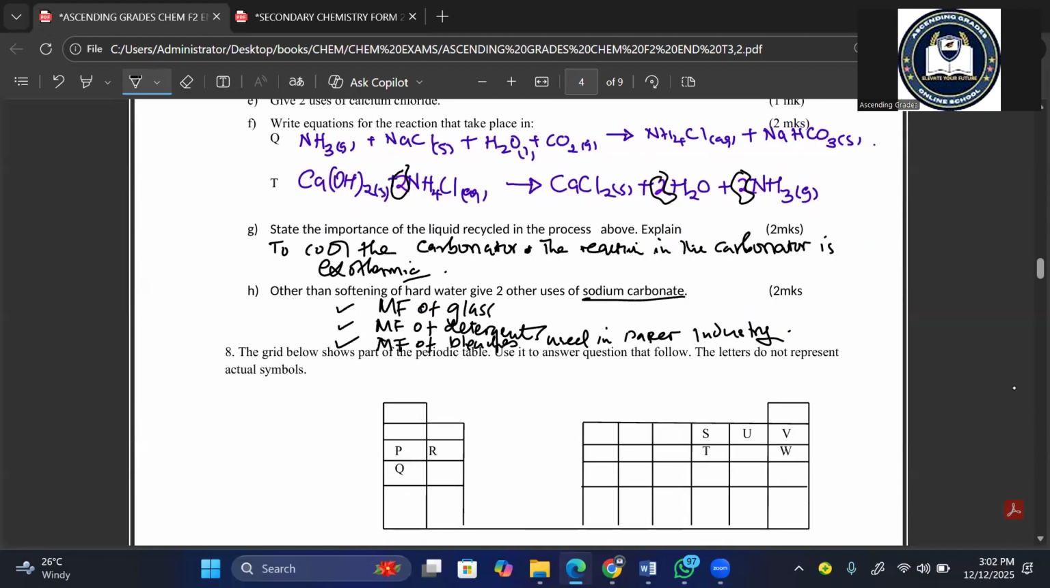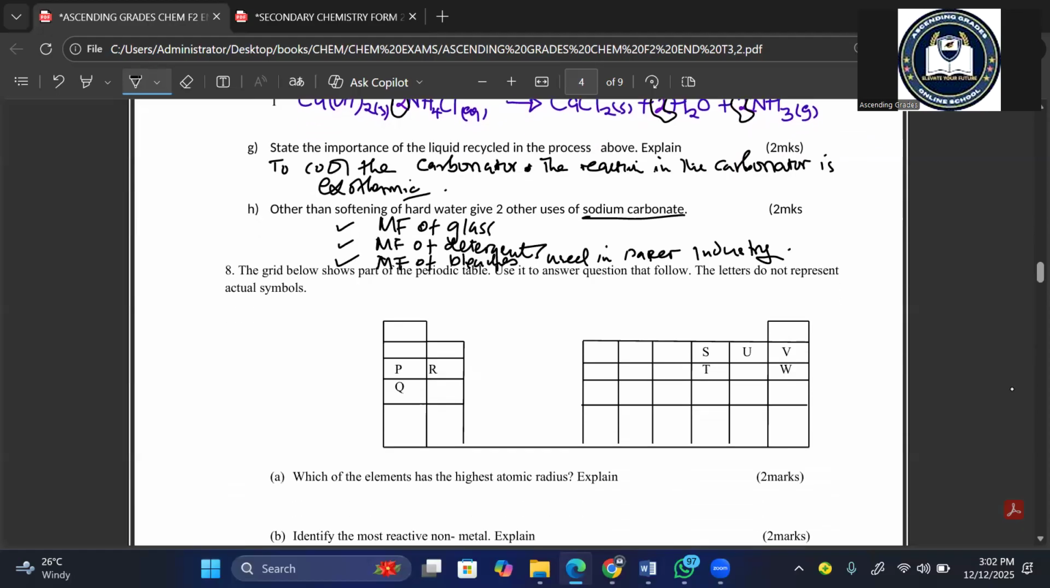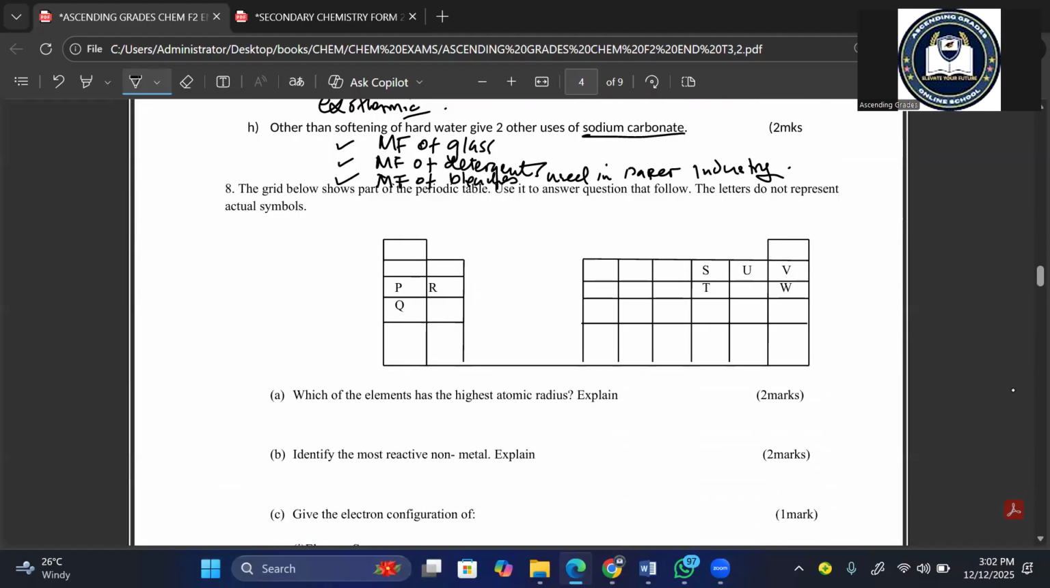The grid below shows part of the periodic table. Use it to answer the questions that follow. Remember, the letters do not represent the actual symbols. So here is the grid.